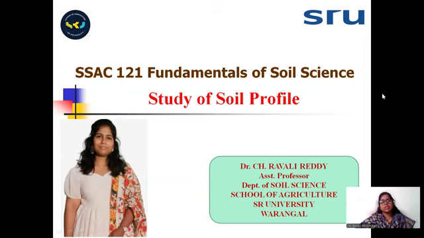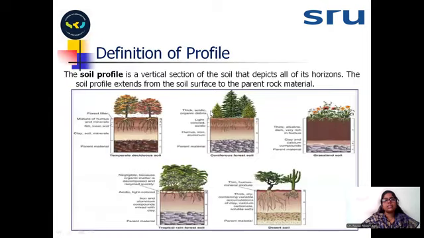So first, let me tell you what is meant by a soil profile. Soil profile is the vertical section of soil which depicts all the horizons, and it extends from the surface of the soil to the underlying parent material which lies far beneath the surface. When you see this image, the bottommost one is bedrock and all the layers lying above it are horizons, and the topmost one is surface soil. So the soil profile extends from the surface soil to bedrock.